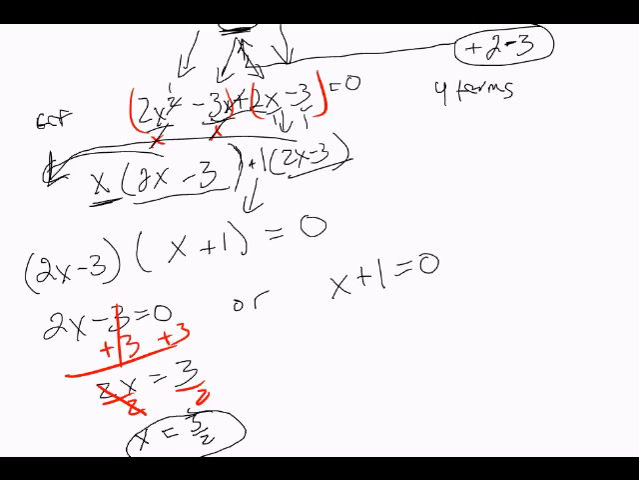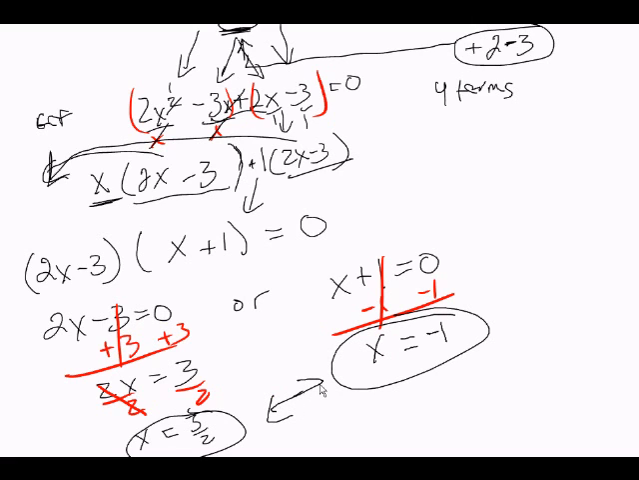That's one solution. The other one is x plus 1 equals 0. I have to subtract 1, and I get x equals negative 1. These are my 2 solutions for this problem.